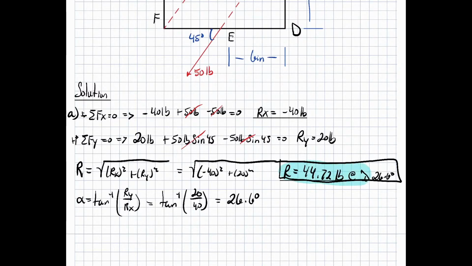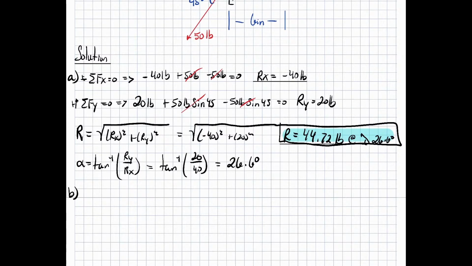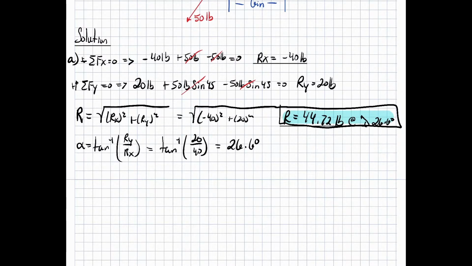Okay. Now part B. Actually, before part B, there's one more thing we need to solve for in this portion to answer part B, and that is that we need to find the moment. We could take a moment about any different point. It does not matter, since this thing is symmetric. I'm going to choose to take a moment about C, but you can take a moment about any different point.